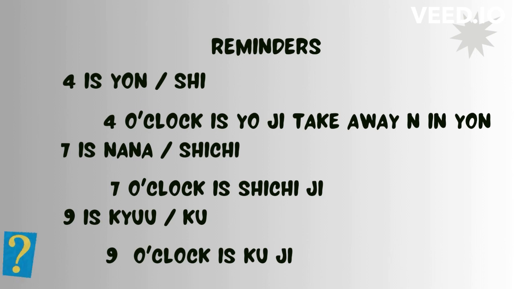Reminders. 4 is yon or shi, so 4 o'clock is 4時, yoji. Take away the n in yon. 7 is nana or shichi, so 7 o'clock is 7時. 9 is kyuu or ku. Lastly, 9 o'clock is 9時.